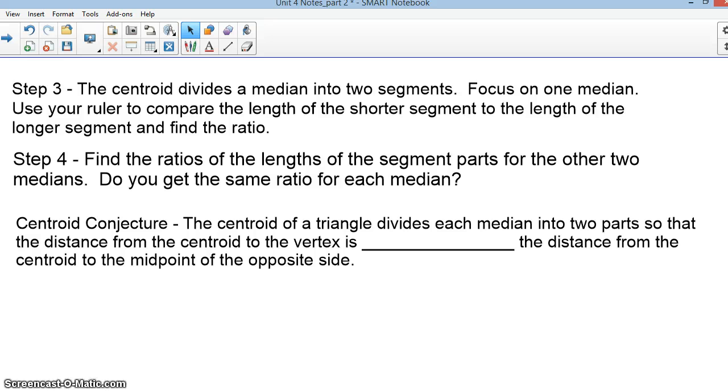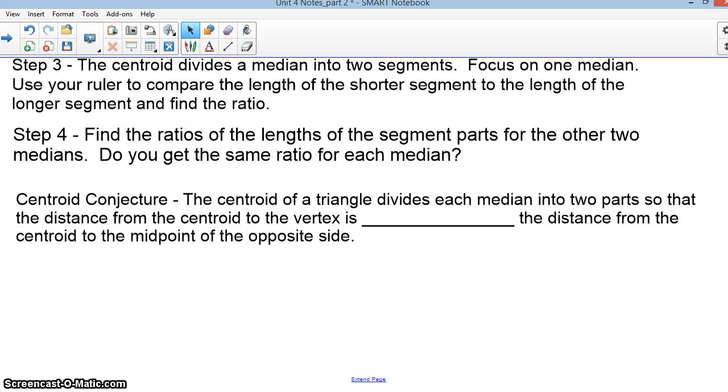Finally, I want you to finish this conjecture. This one's just going to be a one-word fill in. Your centroid conjecture: the centroid of a triangle divides each median into two parts so that the distance from the centroid to the vertex is blank the distance from the centroid to the midpoint of the opposite side. Again, just one word there.